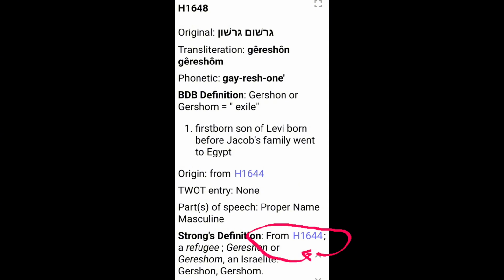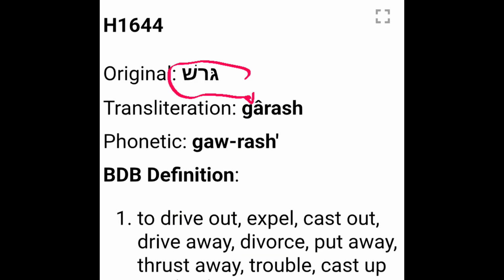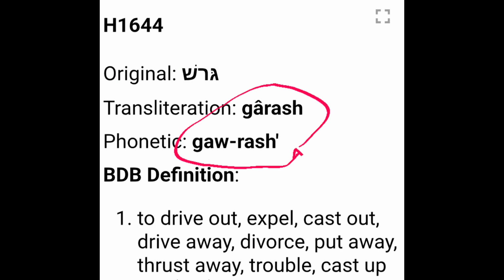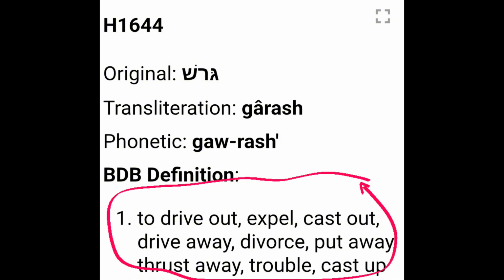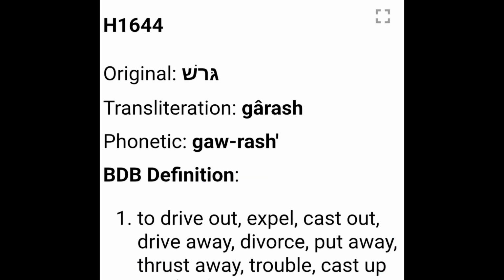It says this word comes from 1644, Gimel, Resh, Shin, Garash. The definition is to drive out, expel, cast out, drive away, divorce, put away, thrust away. So the root of Gershom appears to imply force or coercion of some kind.